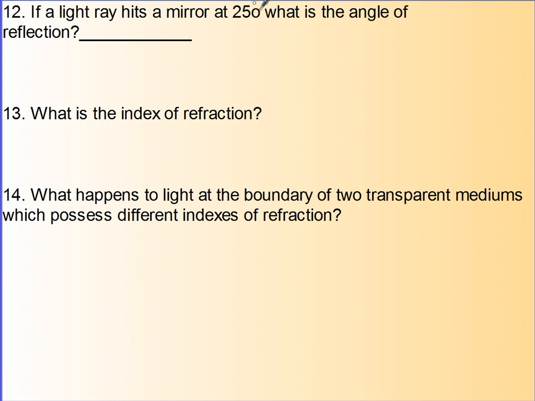Now, if a light ray hits a mirror at 25 degrees, what's the angle of reflection? Well, 25 degrees. What is the index of refraction? Index of refraction is defined to be the speed of light divided by the speed of light in that medium. So this is speed of light in a vacuum, and this is in the material.